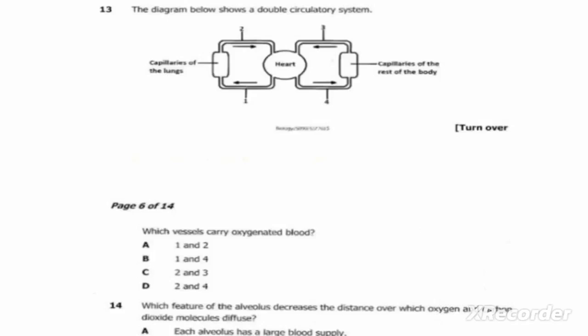Which one is the pulmonary vein here? The pulmonary vein takes blood from the lungs to the heart. We can see we have lungs here, and 2 is the one representing the pulmonary vein, taking blood from the lungs to the heart. And we know that the aorta takes blood away from the heart to the rest of the body. The one that is taking blood away from the heart to the rest of the body is 4.